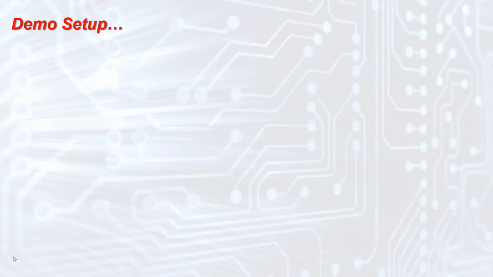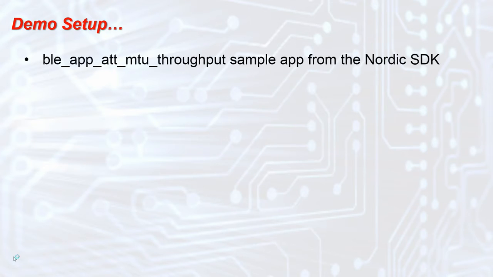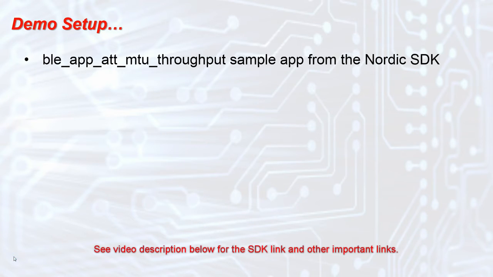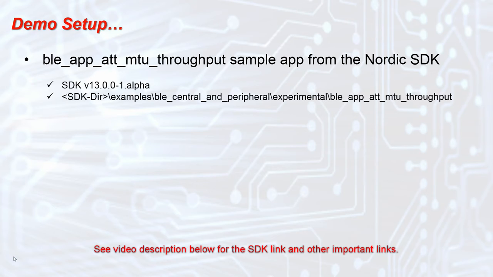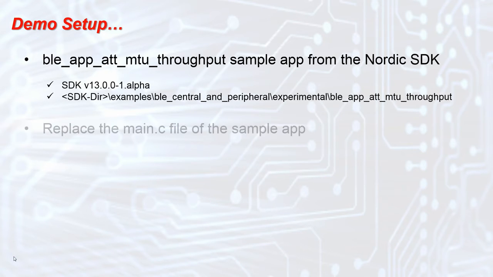In order to measure the throughput, we're going to use the ATT MTU Throughput Sample app from the Nordic SDK. For this demo, we're using version 13.0.0-1.alpha of the SDK. And the sample app can be found in this directory. In order for the sample app to work on TAIYO Yuden's eval boards, we need to replace the main.c file of the sample app with the one from our GitHub page.